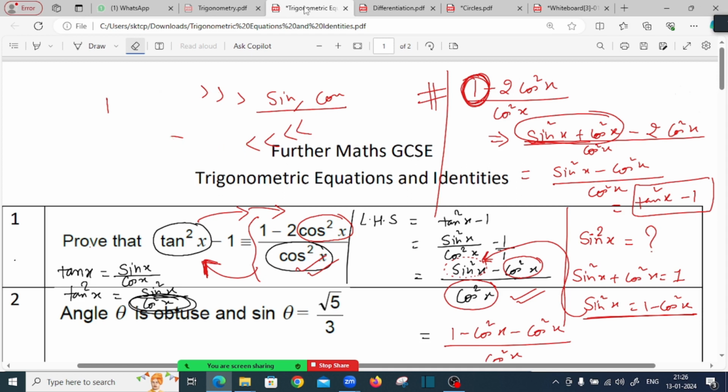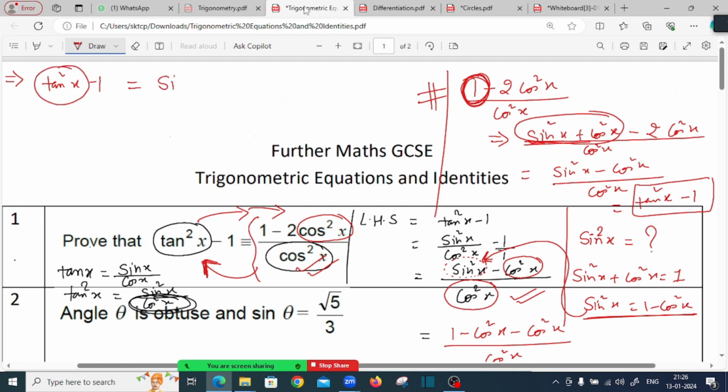Okay, no problem. See, do you want the answer or do you want the explanation? See Rishit, tan square x minus 1. So what I have done is replace this tan square x by sine square x upon cos square x, minus 1.